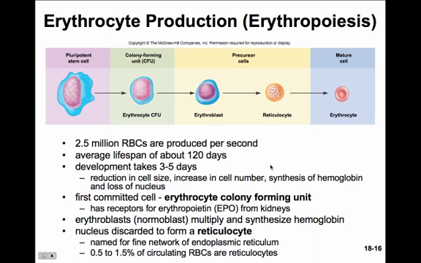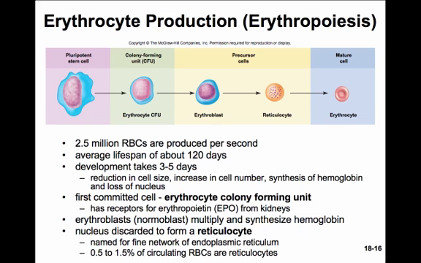The first committed cell is the erythrocyte colony forming unit. That's here, the erythrocyte CFU. It has receptors for erythropoietin. Erythropoietin is produced by the kidneys. We'll shorthand erythropoietin as EPO. Erythroblasts, or normoblasts, are going to multiply and produce more and more red blood cells and synthesize hemoglobin.